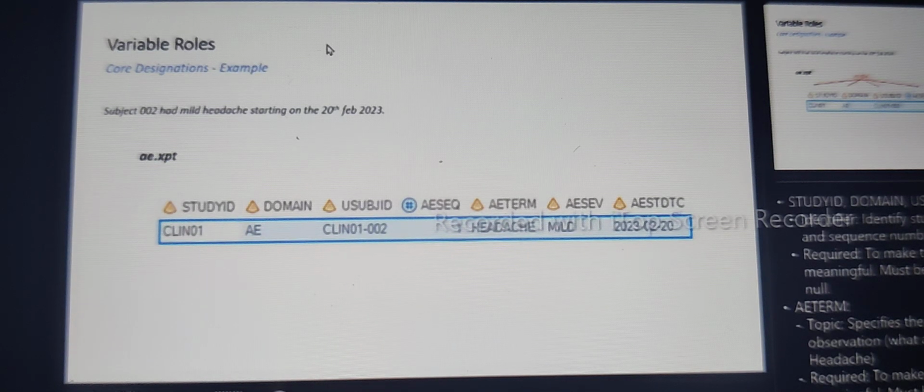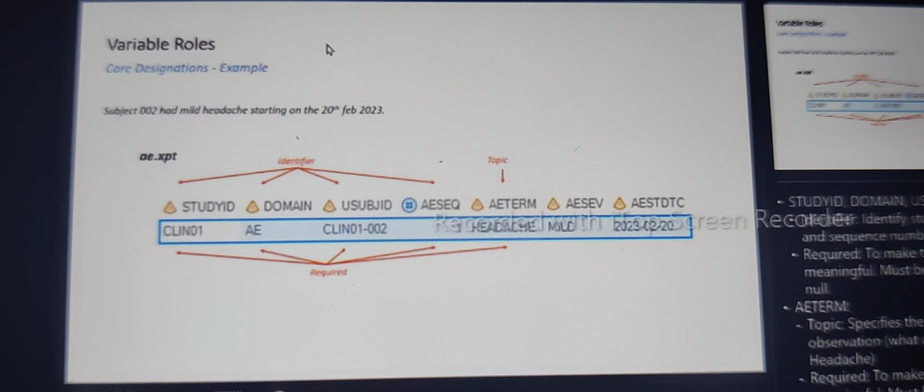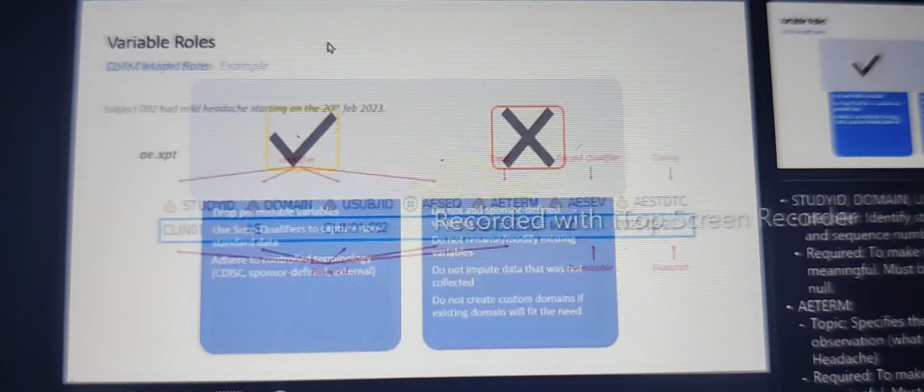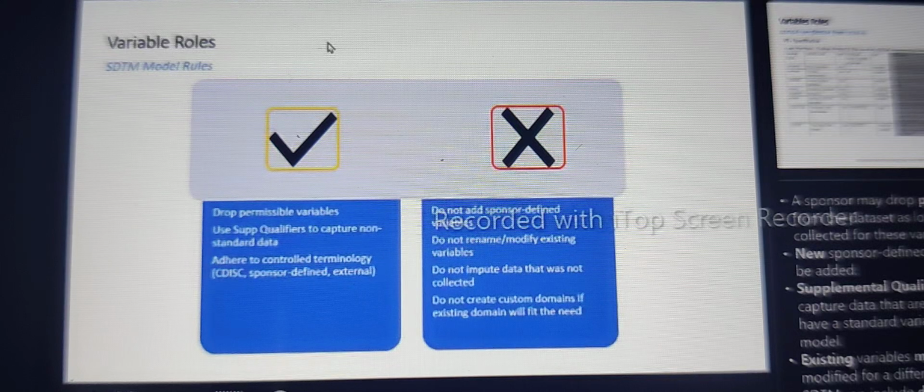Again, it's a simple adverse event record. For that, you can identify the variables. These are all the identifiers, which are required variables. Again, this is a topic variable, which is required. Again, this is a timing variable, which is expected. The record qualifiers are permissible here.